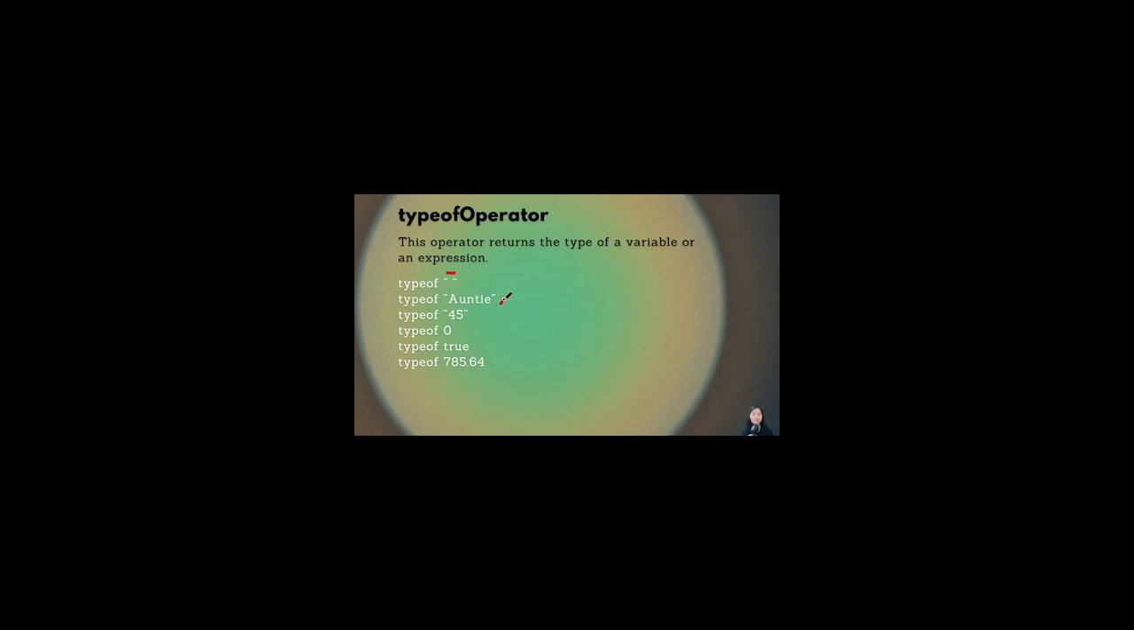Empty will give us string, 45, string, integer, boolean, and float.